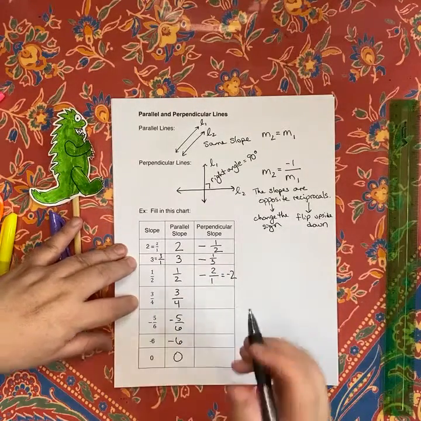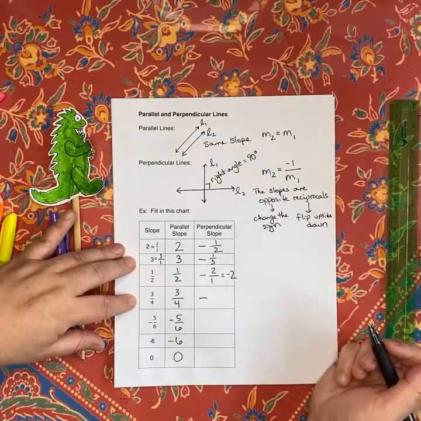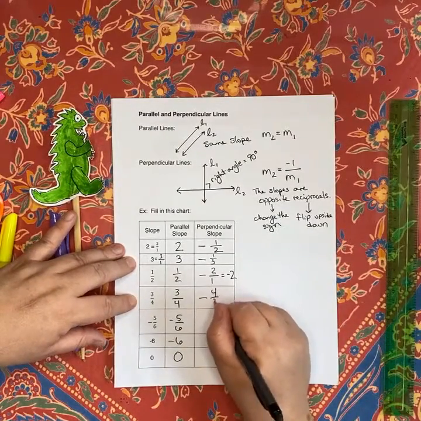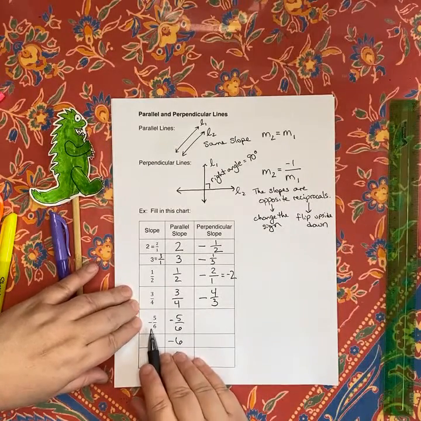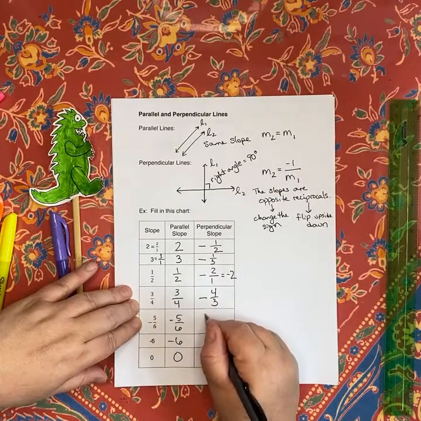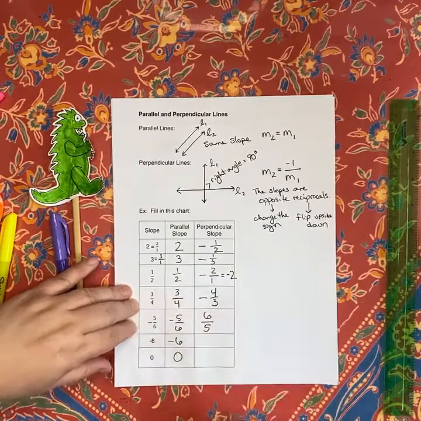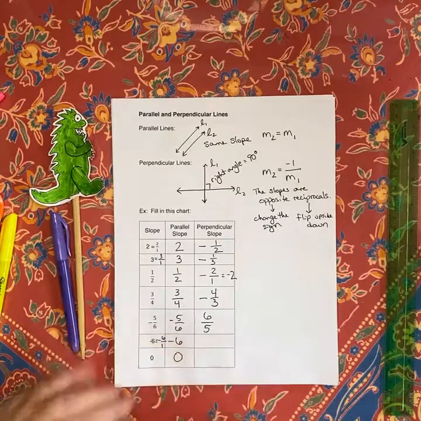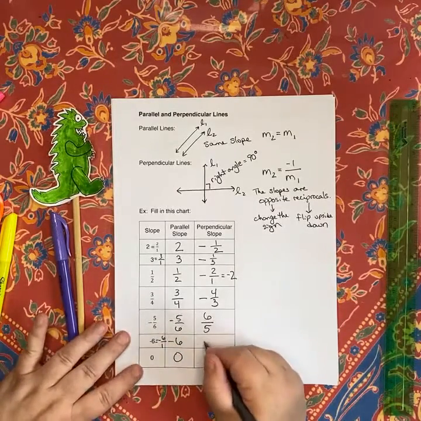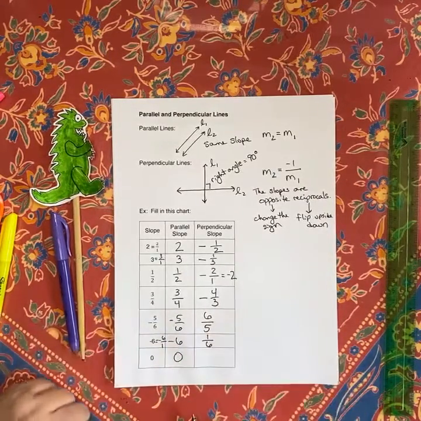3 over 4, positive, is negative what? 4 over 3, you got it. What if it starts out negative 5 over 6? Negative 5 over 6 goes to positive 6 over 5. You got it. Now, negative 6, I'll remind you, that's negative 6 over 1. So it's positive 1 over 6.